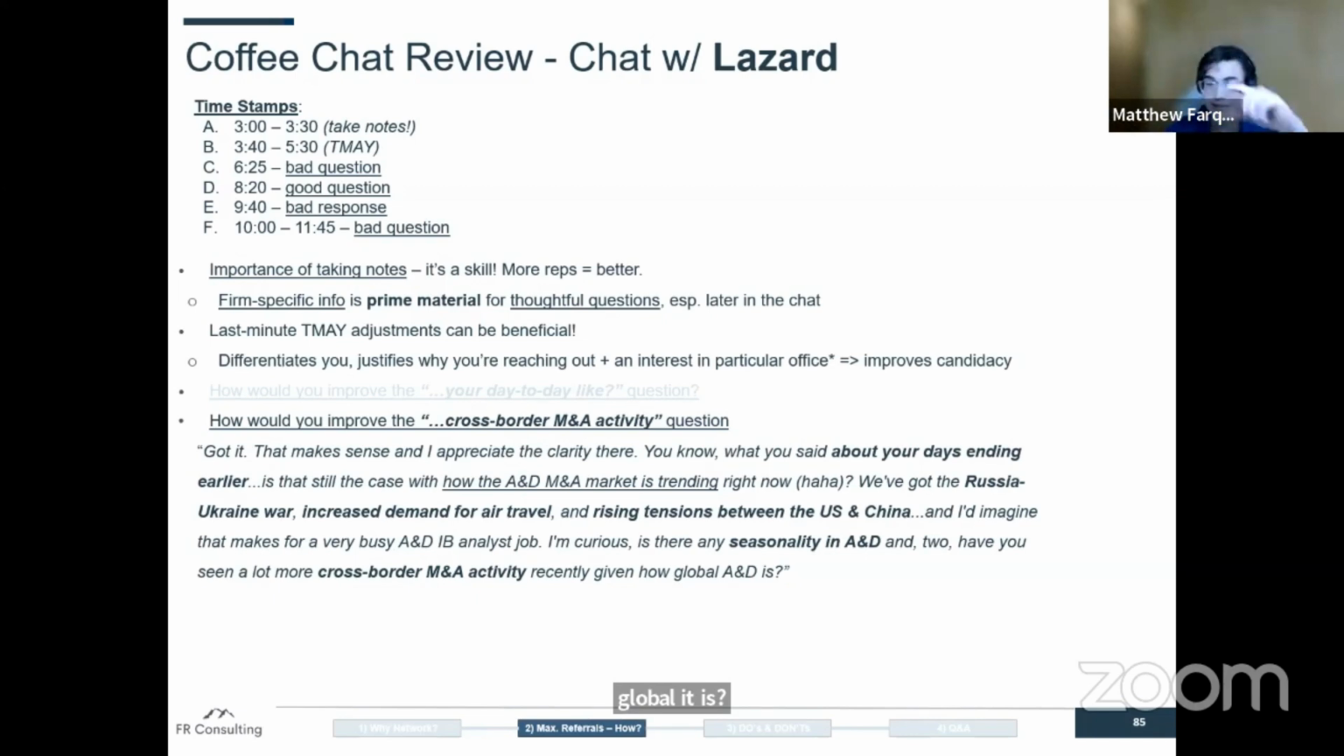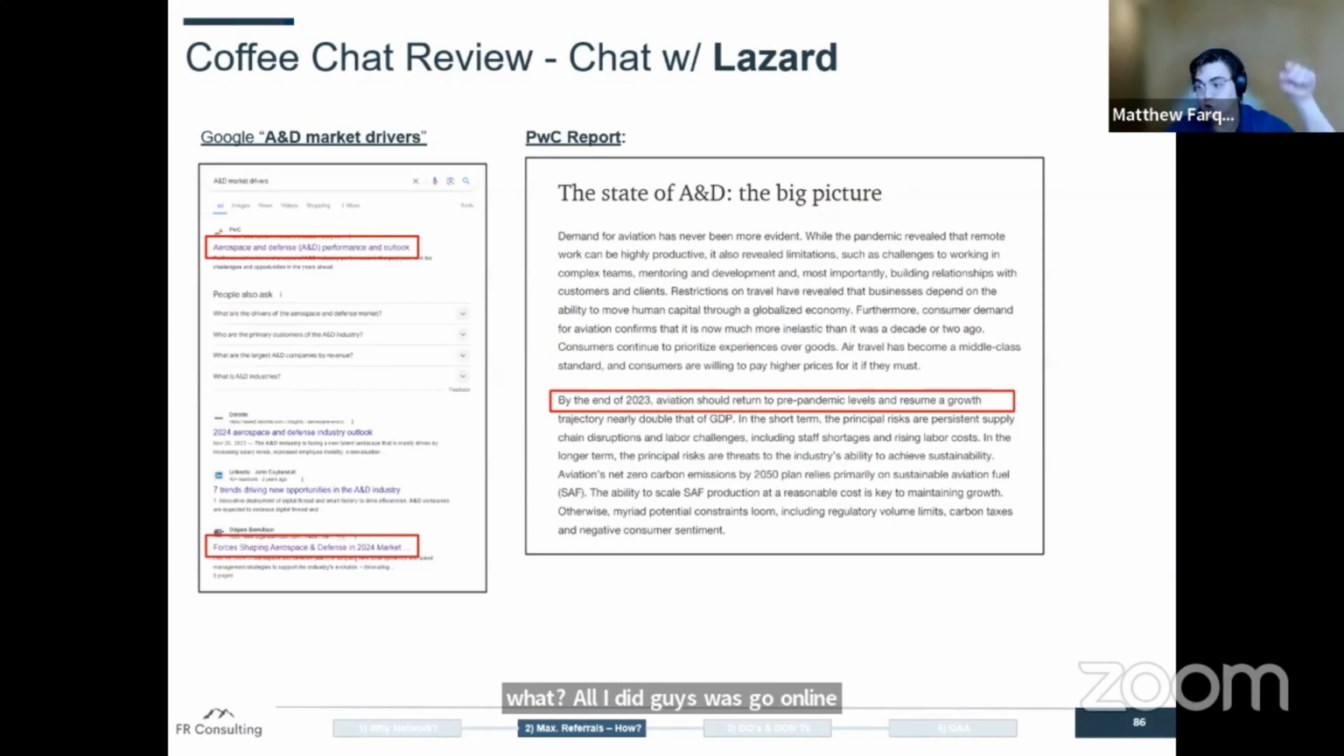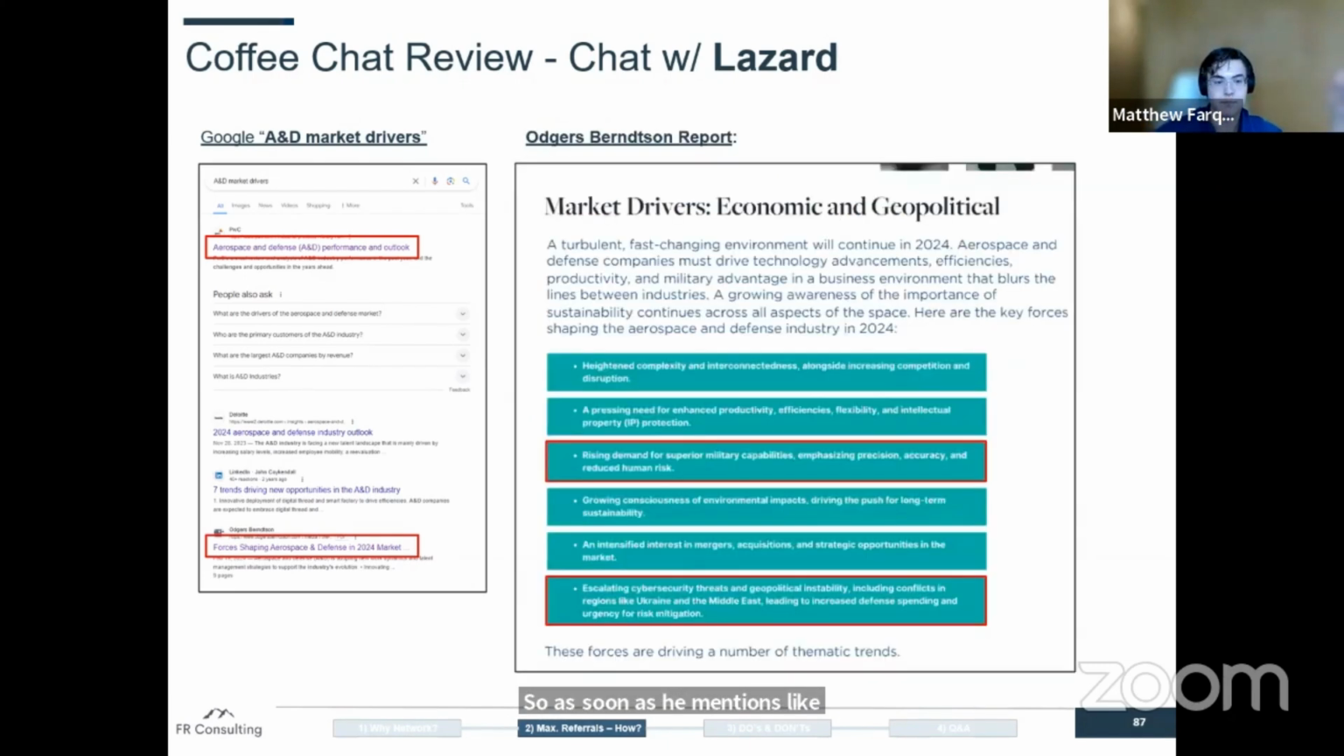But guess what? All I did, guys, was go online, search up A&D market drivers, and choose 2 of the first 4 things. Look, this is the first page of the PwC report at the top. Bang, pre-pandemic levels. And by the way, he's talking for about 90 seconds, so as soon as he mentions A&D and the M&A activity, I'm already searching. That was the second link. This is the first page. 2 things: rising demand for military capabilities, cybersecurity threats. You can make questions on the fly, guys, and this is how you sound like you know a lot more than you do.